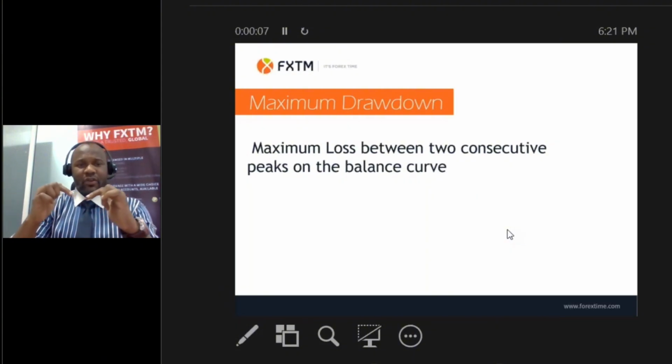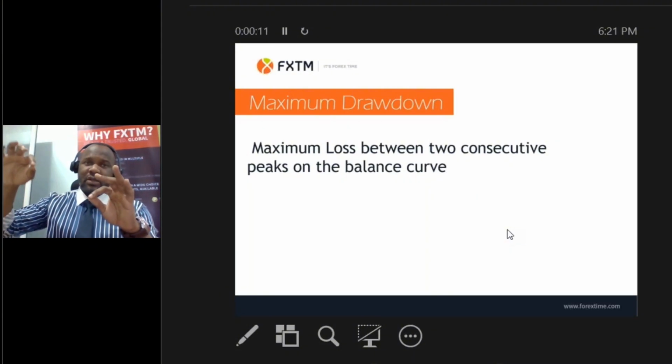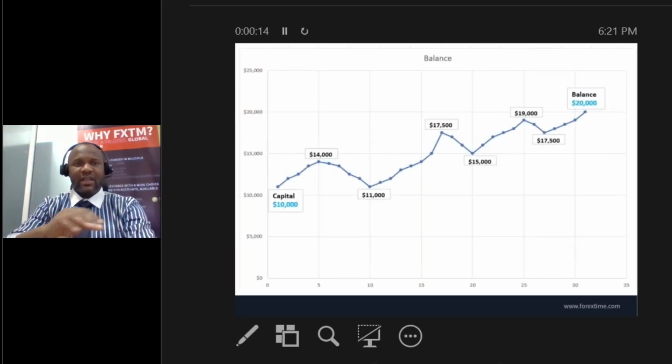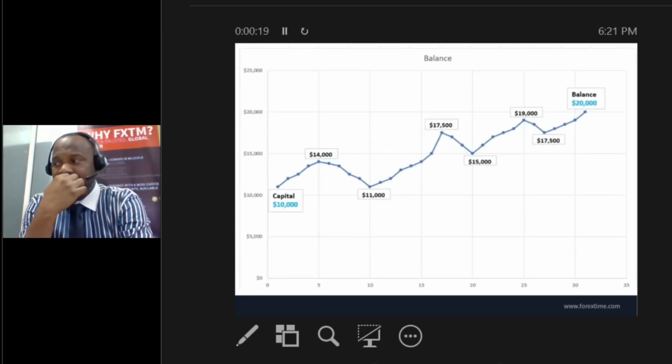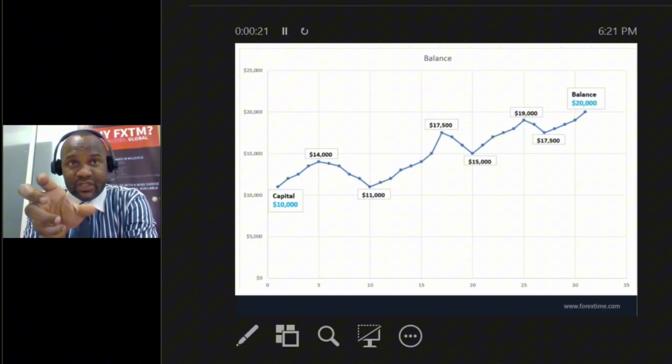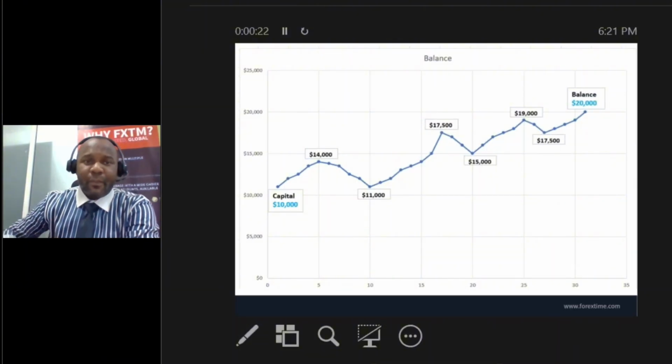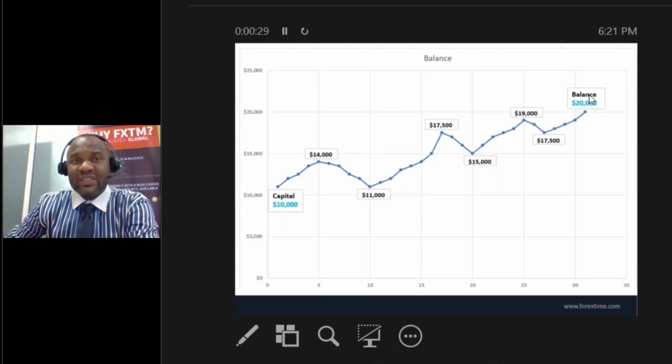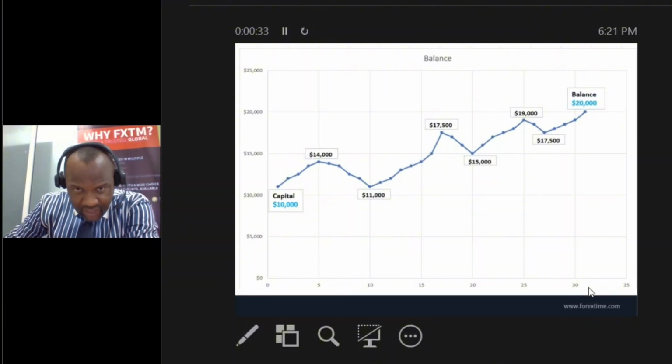So when you look at the balance curve, and you have two peaks. Let me show you now. Now look at this. This is a balance curve now. I just generated this. It's hypothetical. So we have a peak at $14,000. The capital was $10,000. The account grew up to $20,000 over about 30 trades. All right.